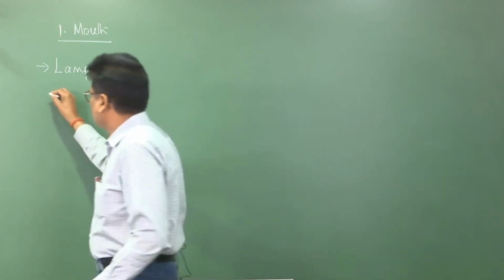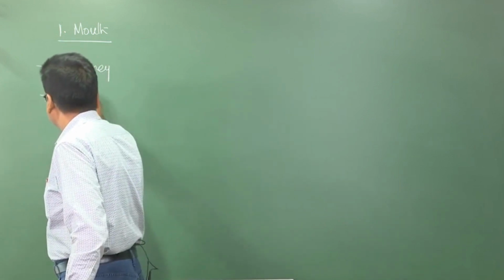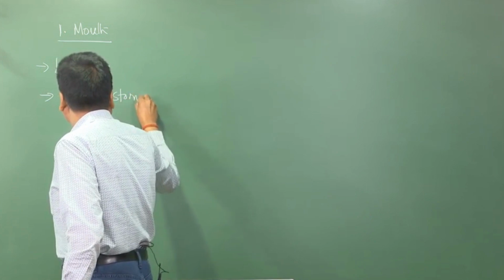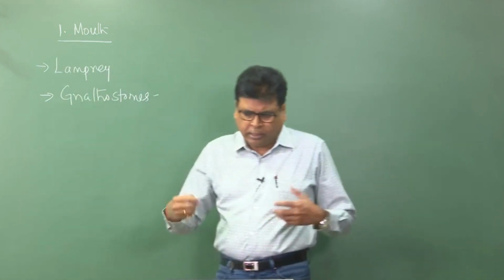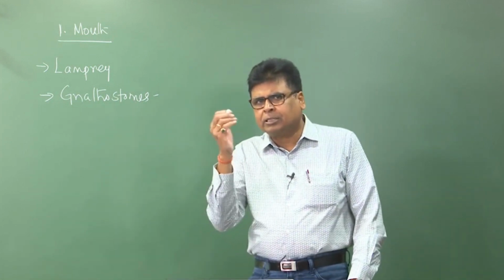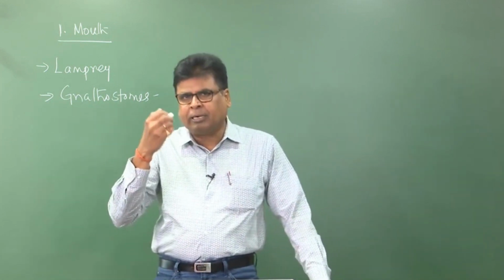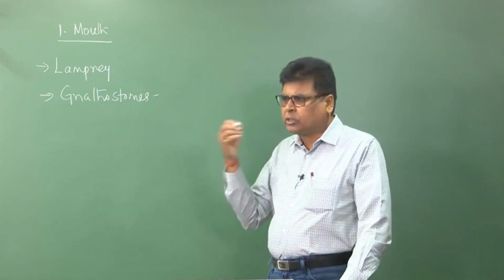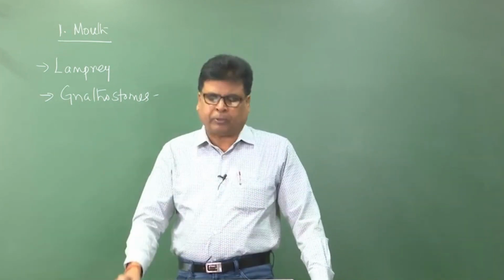In case of gnathostomes, which include everything from tetrapods, that means where jaw is present, the mouth is terminal. In lamprey, it is ventral, at the base of the funnel. But in vertebrates, it is always present at the terminal position.